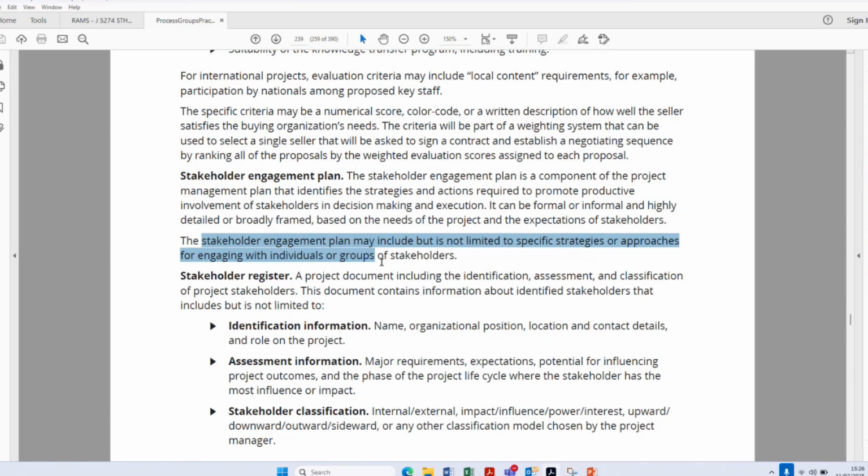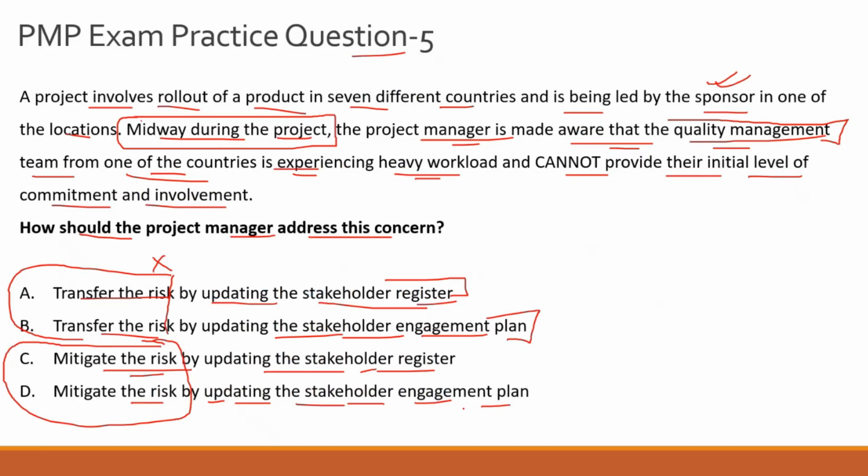Now, who is your group of stakeholders here? It is your quality management team from one of the locations. So that is the artifact you need to refer to in terms of mitigating that risk, and to have a risk response strategy for what you are going to do now, because one of your critical stakeholders is not showing the level of involvement which was initially committed. So that is why option D seems like a more plausible answer choice.